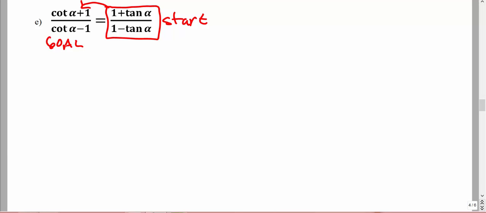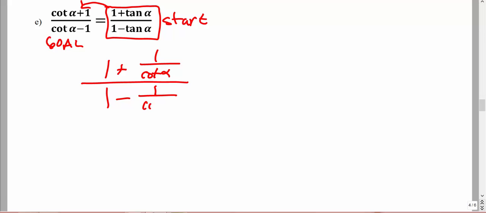So let's take 1 plus tangent alpha divided by 1 minus tangent alpha, and let's start to think about what our goal has in it. We're starting with tangent, and our goal has cotangent as the trig function. So let's think about using our reciprocal identity. So let's change this to be 1 plus 1 over cotangent alpha. So tangent alpha is equivalent to 1 over cotangent alpha. And then 1 minus, we'll write tangent alpha on the bottom also as 1 over cotangent alpha.